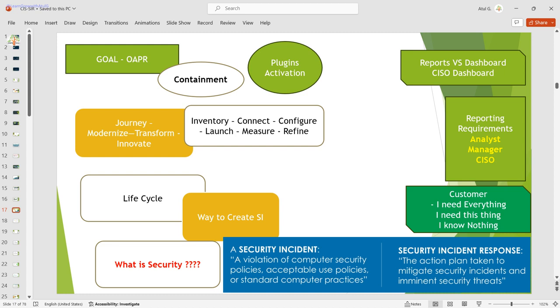Security incidents are different from regular incidents, like IT issues. My laptop is not working, it is not a security incident. A security incident does not include things which just make your productivity slow.